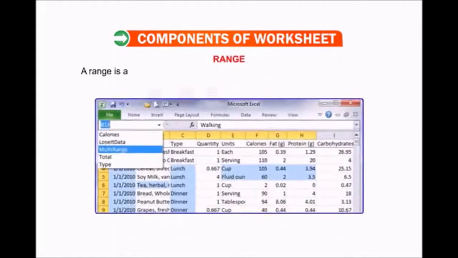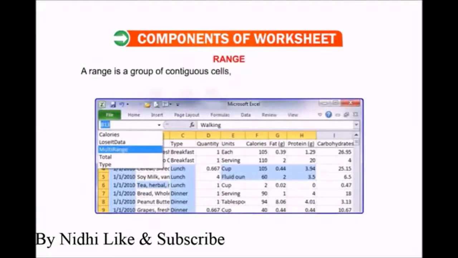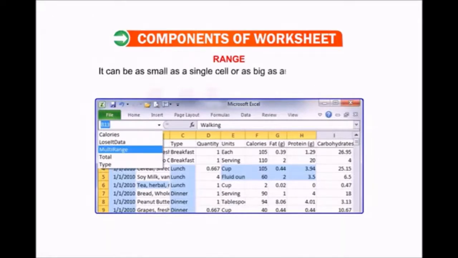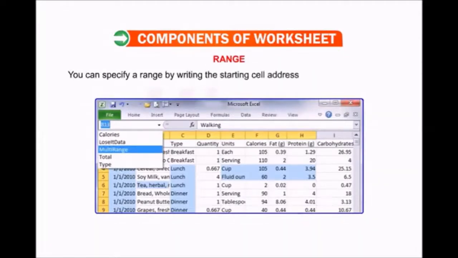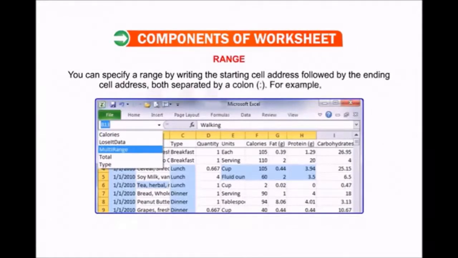Range. A range is a group of contiguous cells which form the shape of a rectangle. It can be as small as a single cell or as big as an entire worksheet. You can specify a range by writing the starting cell address followed by the ending cell address, both separated by a colon. For example, C1:C10.